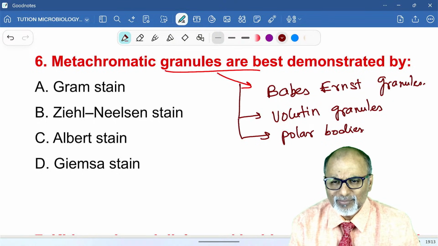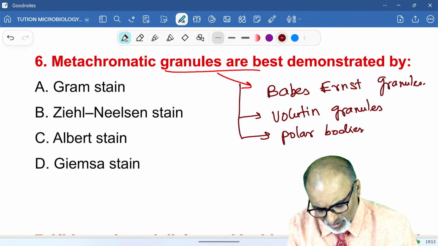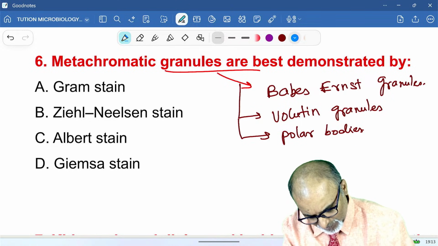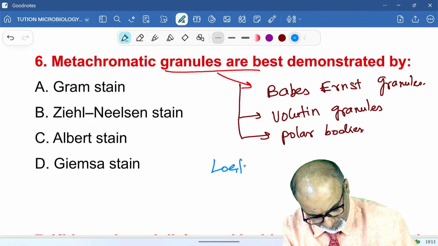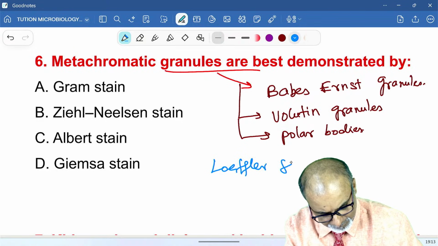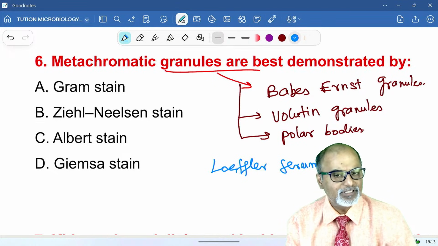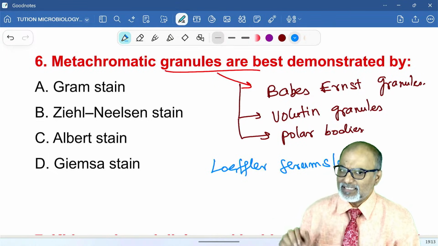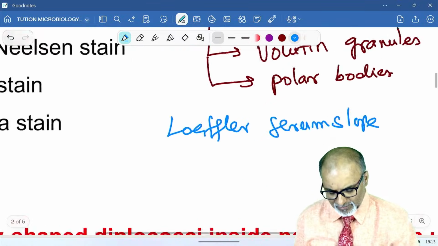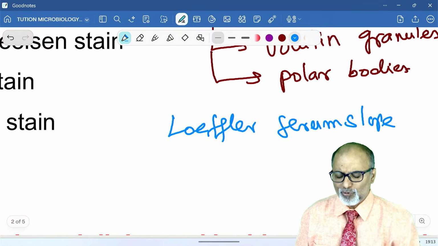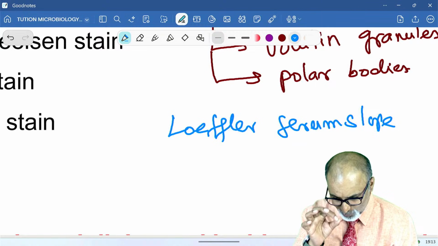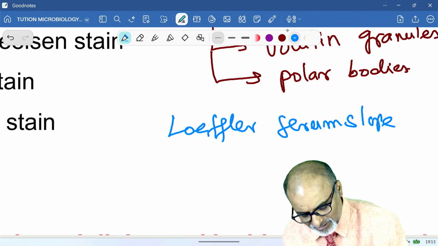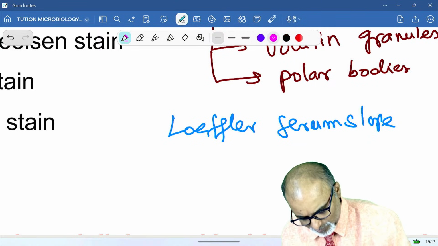So, how to demonstrate? We are using a medium called Loeffler's serum slope. Once it grows in Loeffler's serum slope, we are demonstrating it in the microscope by stains. There are three important stains. What are the important stains?